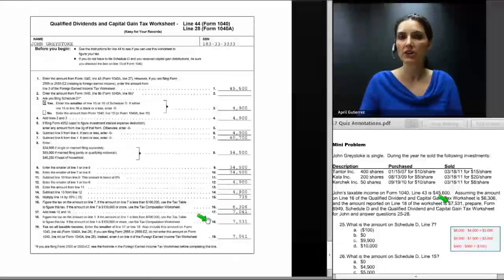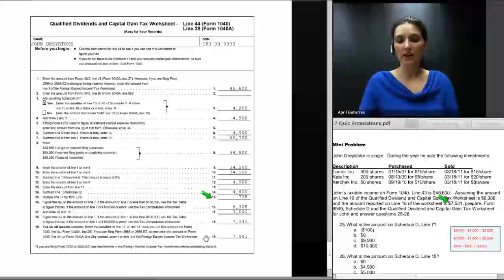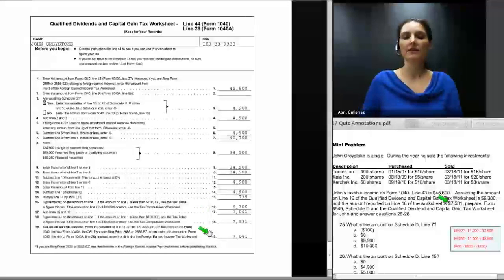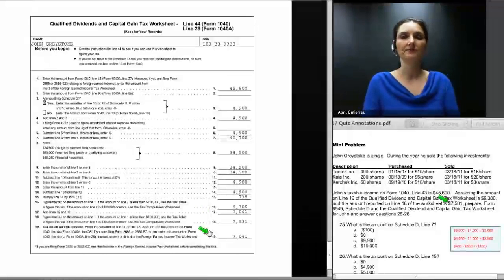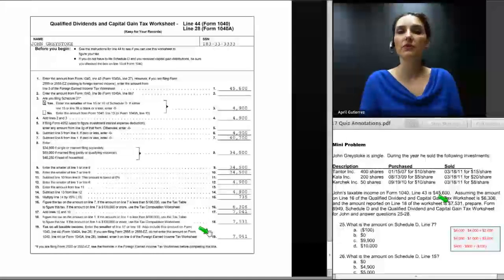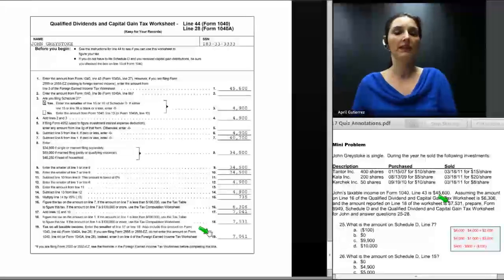The purpose of the worksheet is to see if John qualifies for a lower tax, and the answer is he does, because the rate of tax he's paying on the capital gain is lower than the ordinary rate, and therefore on line 19 we get to take the lower of the tax shown on line 18 or the tax shown on line 17. That means the correct answer for line 19 is $7,041. That concludes the review of the Session 17 quiz answer key. Let's take a look at the Session 18 homework assignment next.